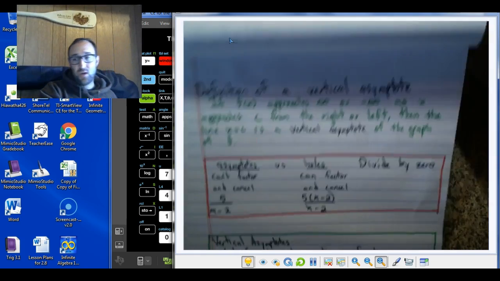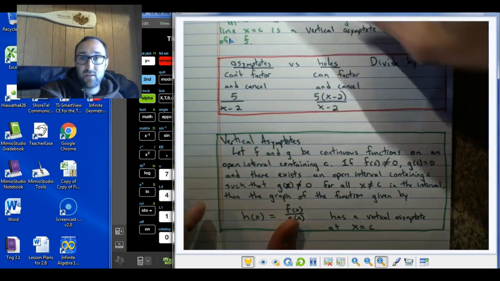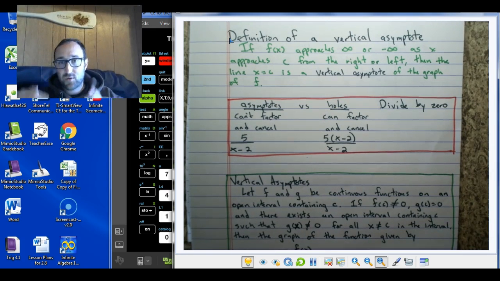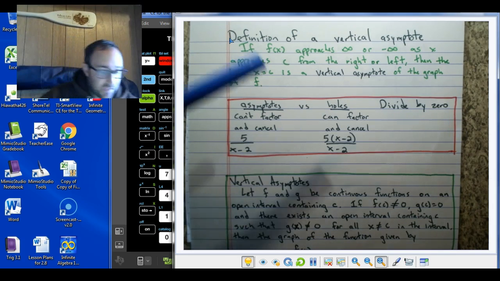You say, but Mr. Barman, what if they're both going towards infinity? Then what? And I say, well, as long as they're going towards infinity on both sides, then it's going to be an infinite limit. It doesn't matter if they're going away from each other or if they're going towards each other. Alright, so let's keep going.